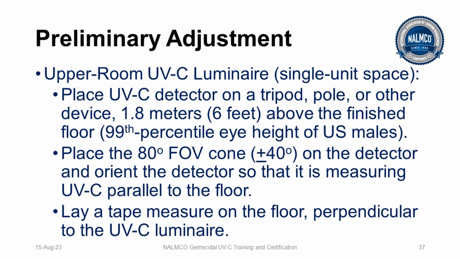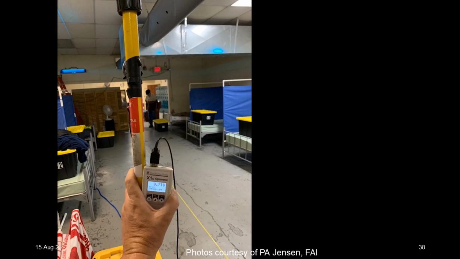Lay a tape measure on the floor, or if you use a laser measure, you can put painter's tape to mark the spots. And this would be straight out from the fixture and perpendicular to the fixture. So I'll show that in a future slide.